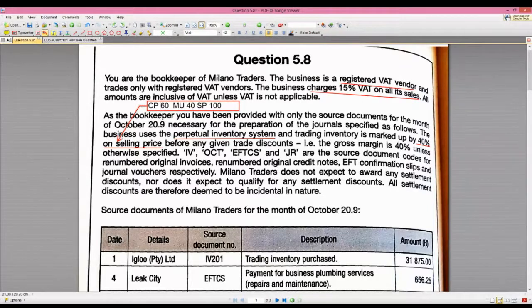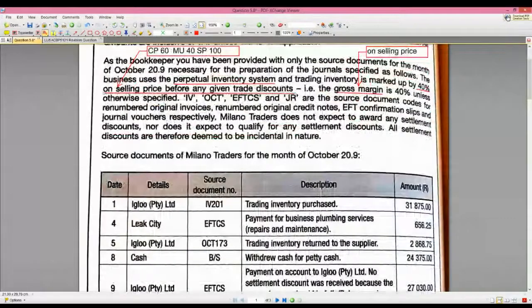Is it on cost? If they tell you it's gross margin, that is the other term they can use. Gross margin also tells you it is on selling price. So I'm just going to highlight here that this is on selling price. They can either tell you it's on selling price or they can tell you it's the gross margin percentage. It means exactly the same information. And it's done before any trade discounts are given. And the rest of the information is not that pertinent.